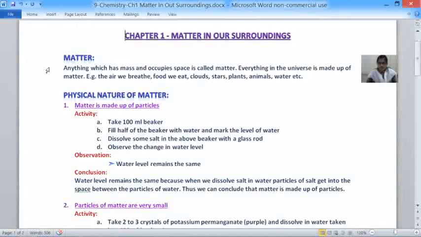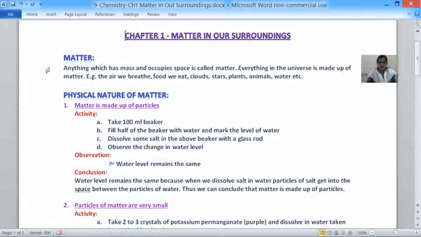So here our observation is the water level remains the same. From this experiment, we can conclude that the water level remains the same because when we dissolve salt in water, the particles of salt get into the space between the particles of water. For any solid to dissolve in a liquid, the particles of the solid, or the salt here, have to get into the space between the particles of water. As a result, the water level remains the same.